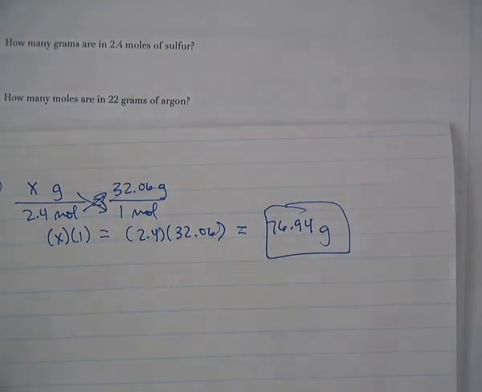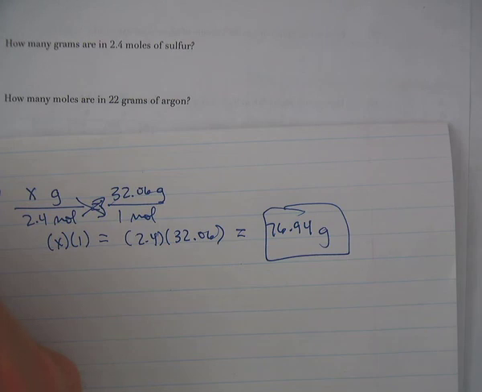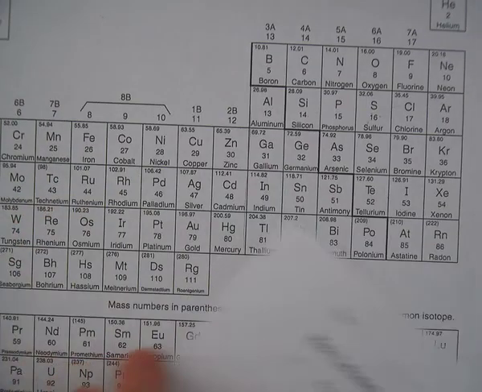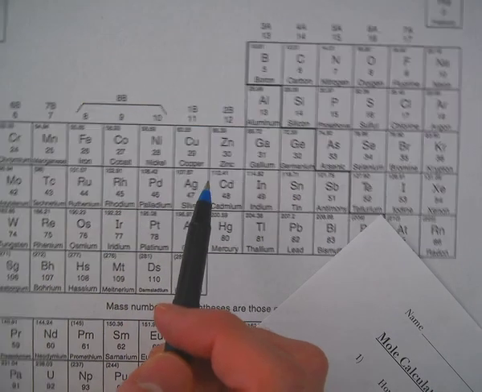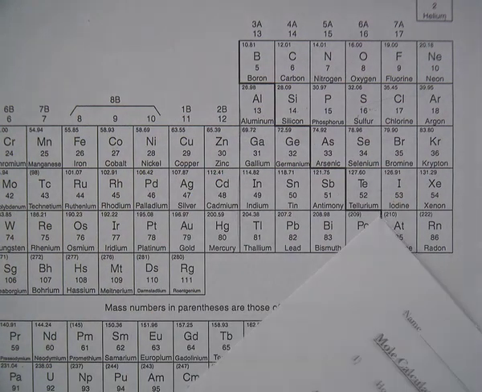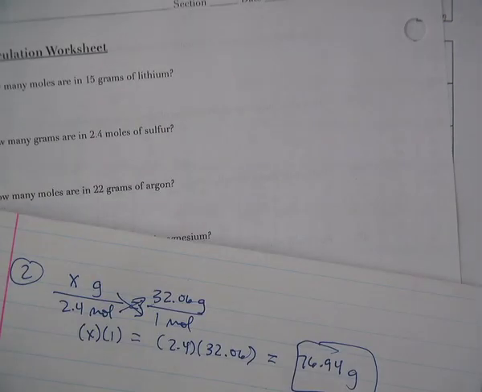So there you have it. That's how to convert between grams and moles for any element. The whole key is just knowing that the periodic table tells us for any one of these elements how many grams are in 1 mole, and then we just set up a proportion and cross multiply to be able to convert between any amount of grams and moles.